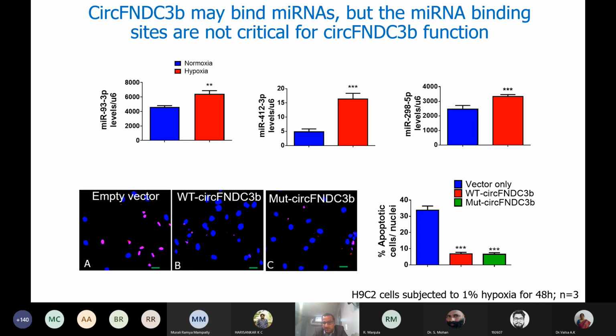In this particular experiment, we subjected cardiomyocytes to H2O2, hydrogen peroxide stress, and overexpressed the wild type and mutant. Overexpression of both the wild type and mutant significantly downregulated apoptosis. Imagine if the mutant were acting as a microRNA sponge, we would not expect a downregulation or reduced apoptosis in the cardiomyocytes. So this suggests that the circular RNA has binding sites for the microRNA, but they're not functional. That was one more interesting thing we found.